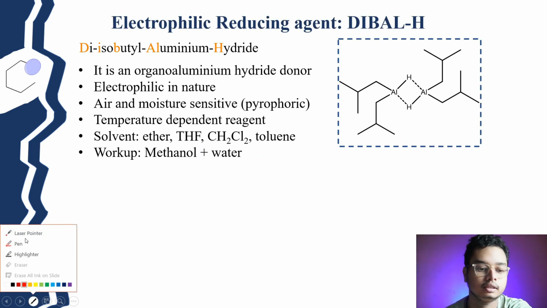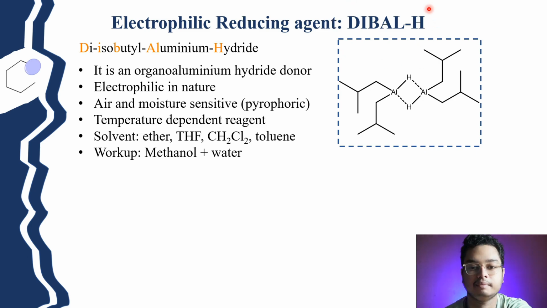First of all, what is the full form of DIBAL-H? The full form of DIBAL-H is diisobutylaluminium hydride, and the prefix is taken to form this particular name. The structure is something like this: there is the aluminium, one hydride, and two isobutyl groups attached here. Since it is electrophilic in nature, this reagent is present in the dimeric form, so the electrophilicity of aluminium is reduced.